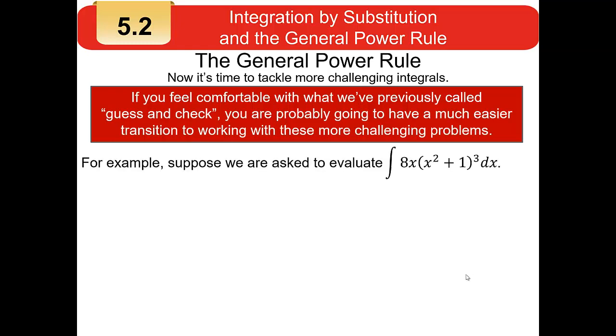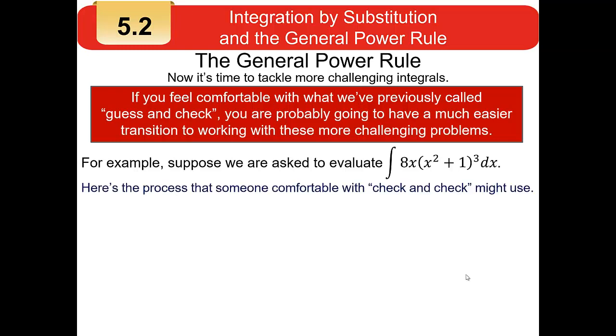Suppose I ask you to evaluate this integral. The integrand is 8x times the quantity x squared plus 1 cubed. If you want to try this guess and check technique, here's what a person that is trying that might go through in their thought process.